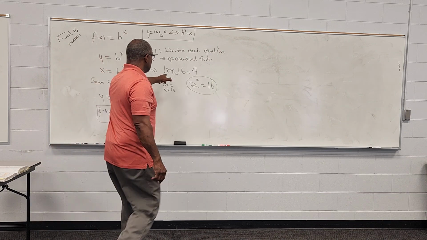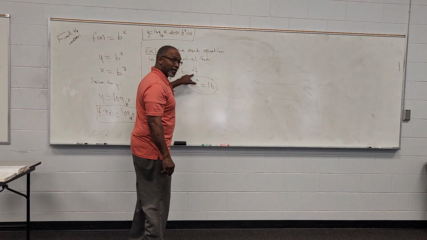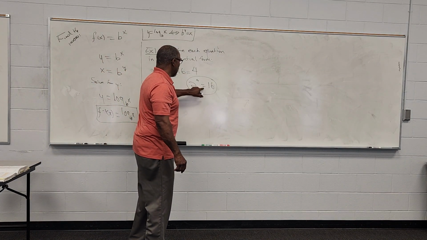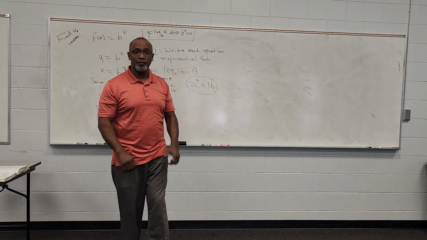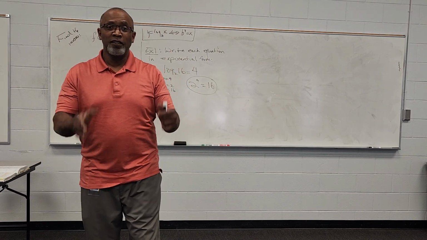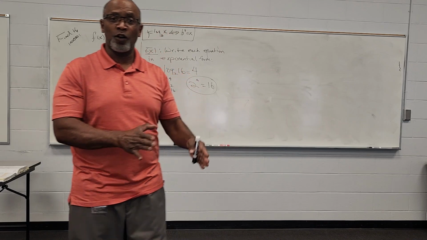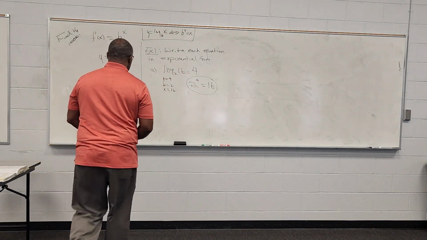So log to the base 2 of 16 equals 4 means the exact same thing as 2 to the 4th power equals 16. They are equivalent statements. They mean the same thing. They're just written in different forms. One is in log form, one is in exponential form.